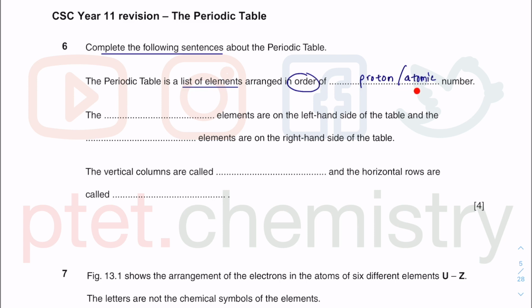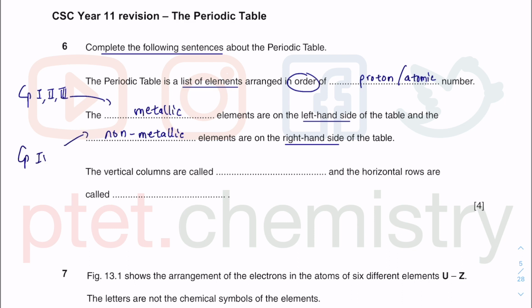You will see element number 1 is hydrogen, element number 2 is helium, number 3 is lithium, and so on and so forth, because they have different atomic numbers, going from 1, 2, 3, 4, etc. Now, what is found on the left-hand side and what is found on the right-hand side, this should be something you know in terms of metallic as well as non-metallic, because the metals are what you would describe as group 1, 2, and 3, and the non-metals are basically your group 4, 5, 6, 7, and 8.